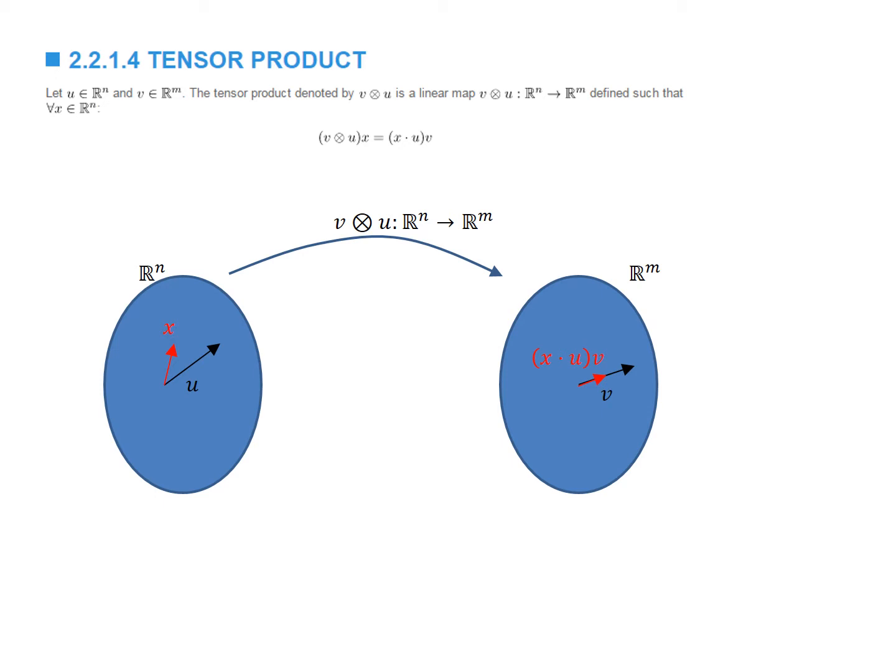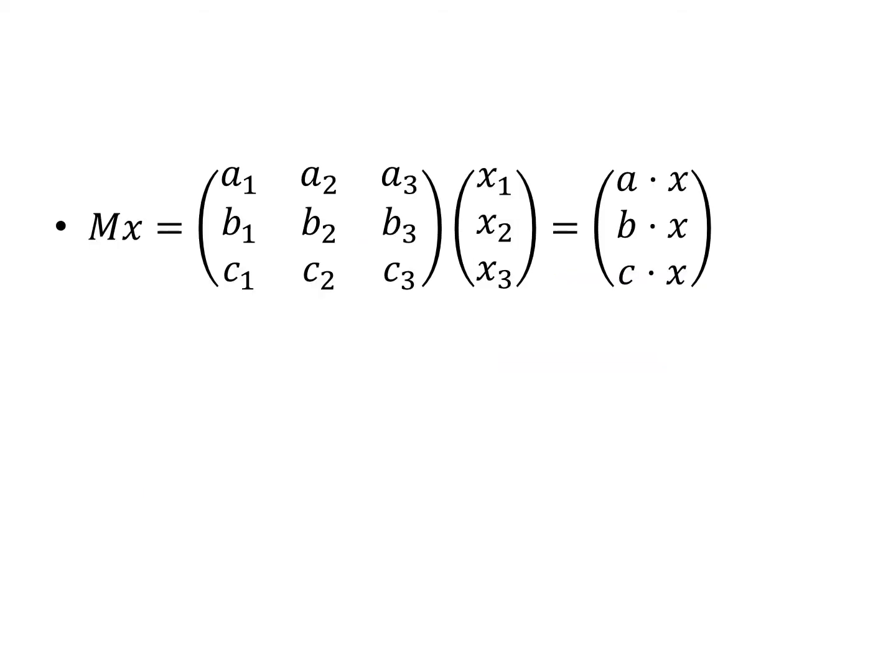And in general, linear maps in finite vector spaces can be viewed as a summation of a few of these tensor products. For example, let's think of a matrix that maps vectors in R^3 into vectors in R^3. For example, this matrix M that's defined by these three row vectors A, B, and C.